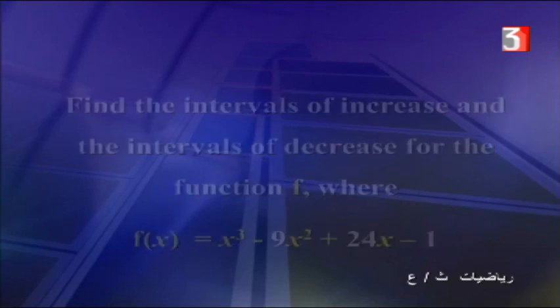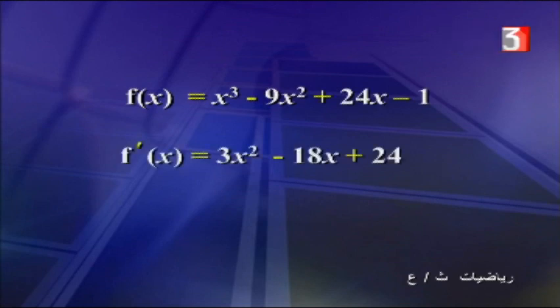The first step, we find the derivative of the function f. f dash x equals derivative of x power 3 is 3x power 2, and the derivative of negative 9x power 2 is negative 18x, and the derivative of 24x is 24, and the derivative of negative 1 is equal to 0 because negative 1 is a constant.